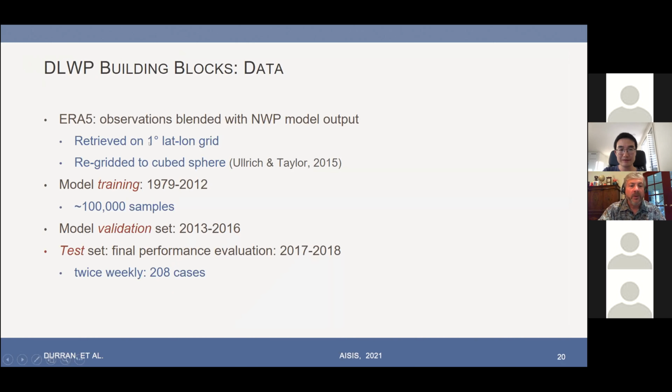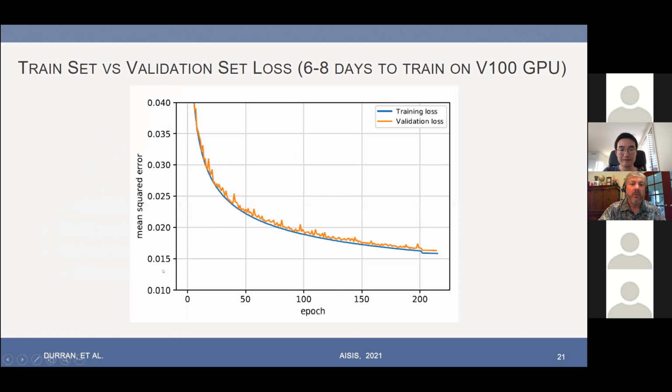Okay, so for the model training, we're going to use data from 79 to 2012. That gives us about 100,000 samples. The validation set will be the next few years, and then the test set will be the last few years. And we can test twice weekly in what we're doing.